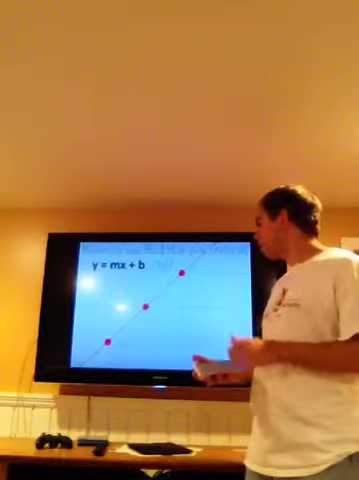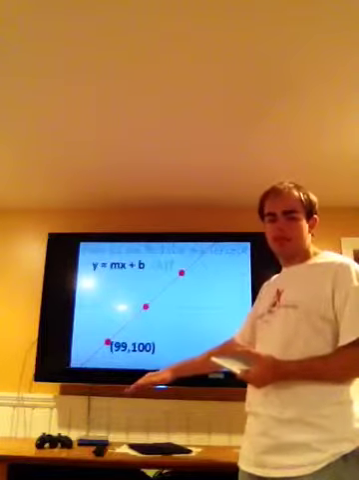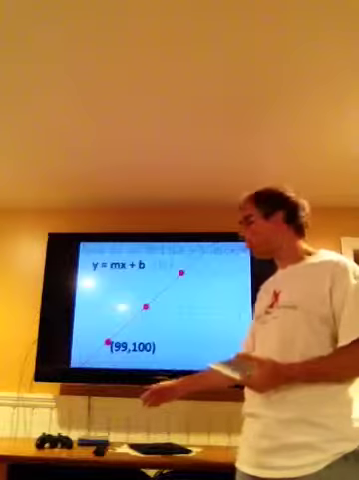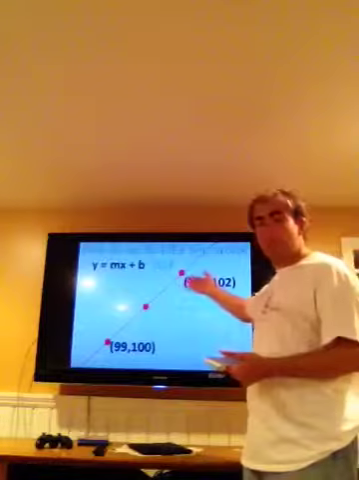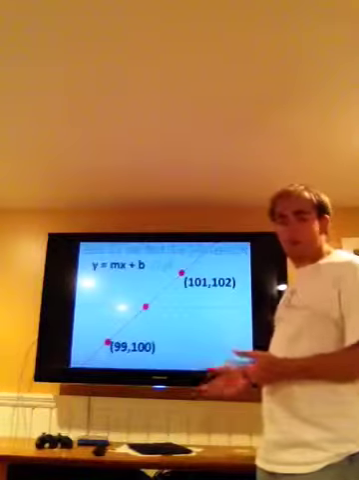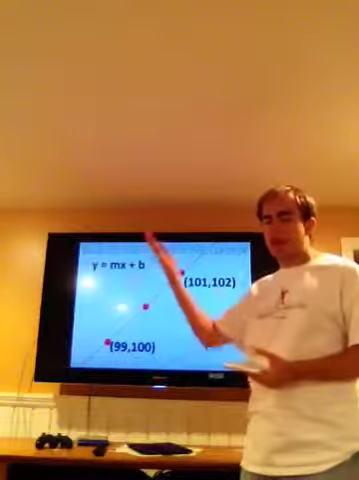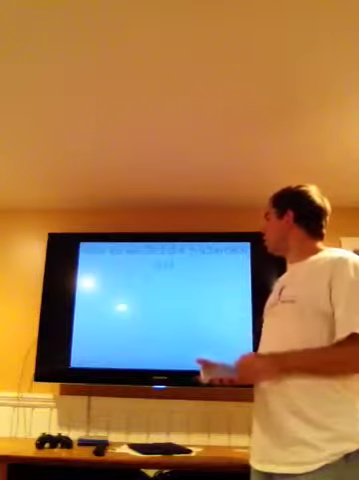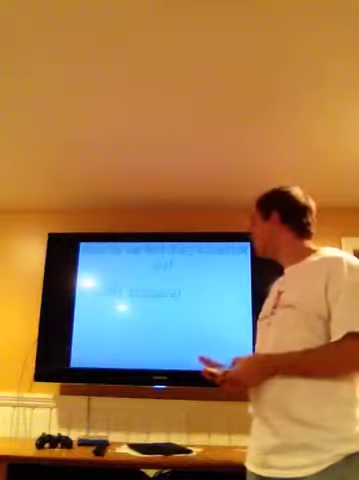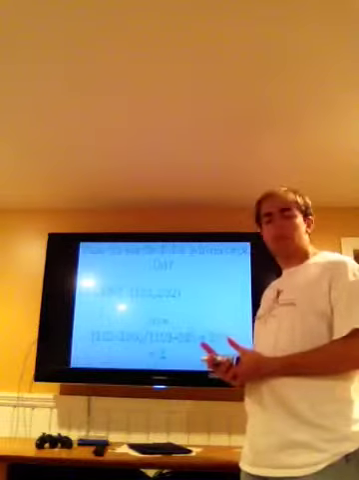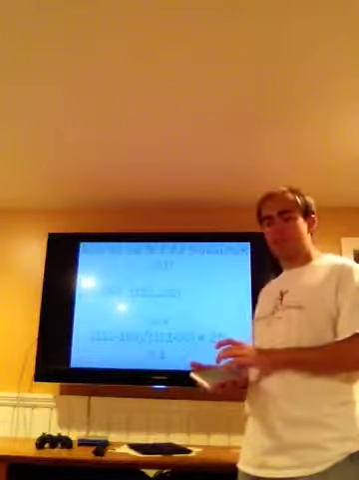Well, let's take this line, and we'll say that this point here is (99, 100). That is 99 spaces left or right on the x-axis, 100 spaces up on the y-axis. Now we'll see that this point here is (101, 102). That is 101 spaces to the right, 102 spaces up. We take our 2 points, (99, 100) and (101, 102). We would plug them into our slope equation and find out the slope is 1. Again, it's a perfect ratio here.